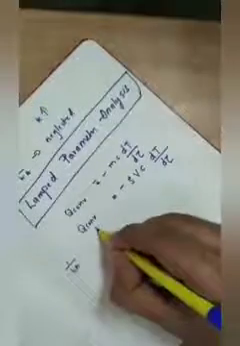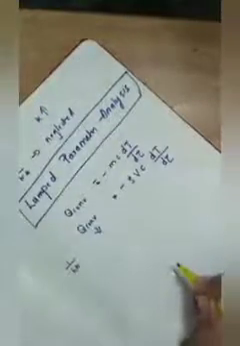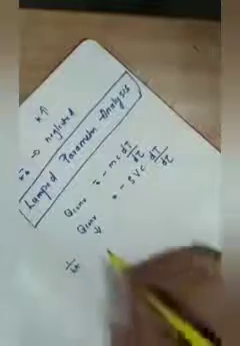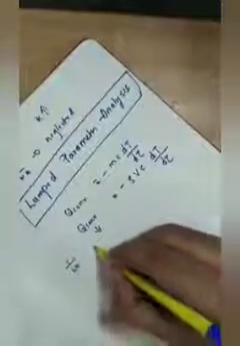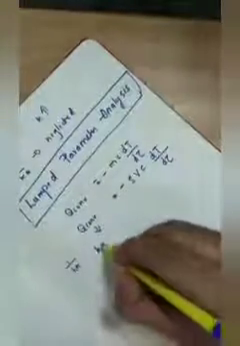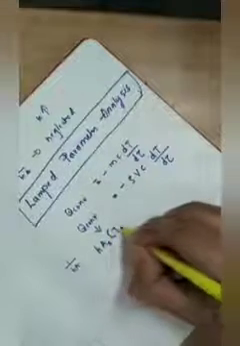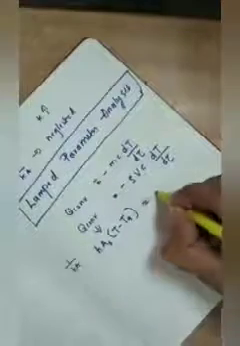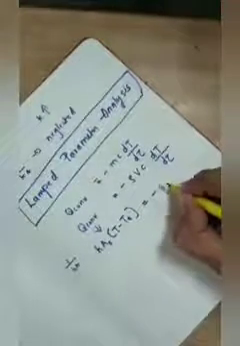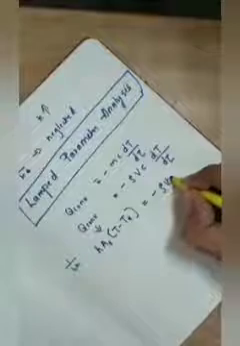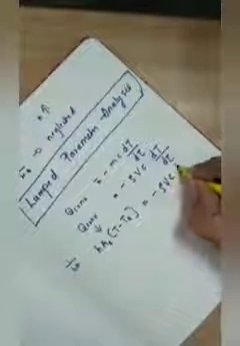Then what is Q convection? By Newton's law of cooling, the convective heat transfer is equal to h into area, that is surface area, into delta T, the temperature difference. What is the temperature difference? T, the temperature of the slab, minus Ta, the ambient air temperature, is equal to minus rho, density, V, volume, c, dT by d tau.